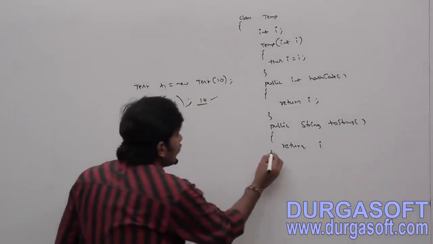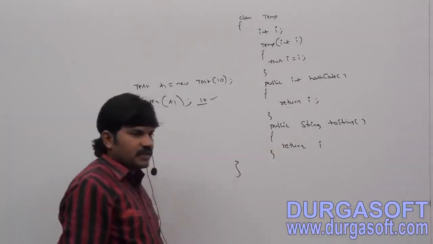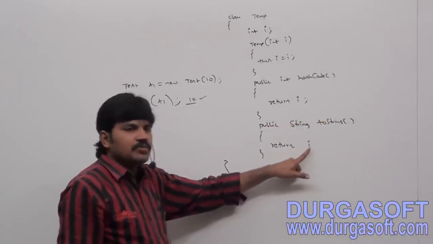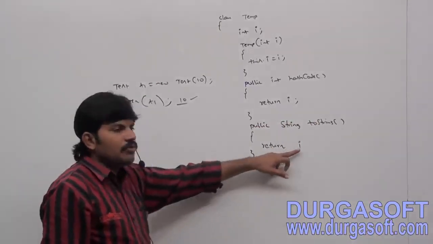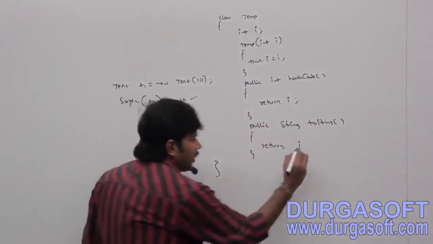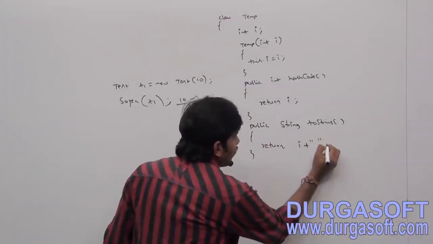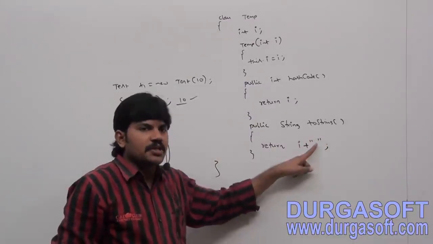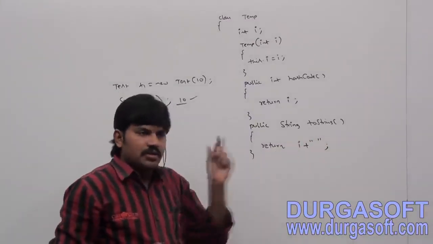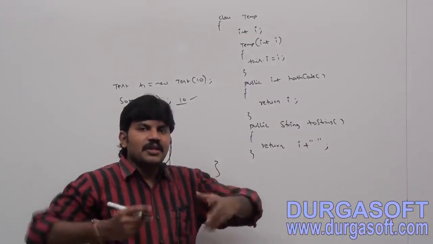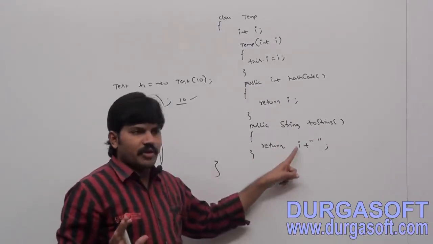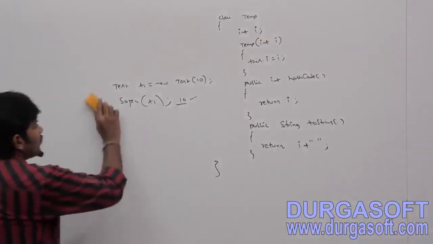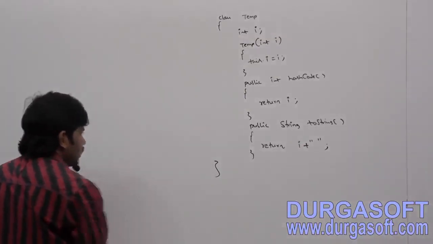But if I override it like this, the compiler will give an error, because what is the return type of toString? String. But i is what type? Int. So you can't return an int in the place of a String. That's why i + "", i plus an empty string. Now the result will become what? String. But the string has what value? The i value only, the same i, but in string form we are returning. This is my Temp class, right?